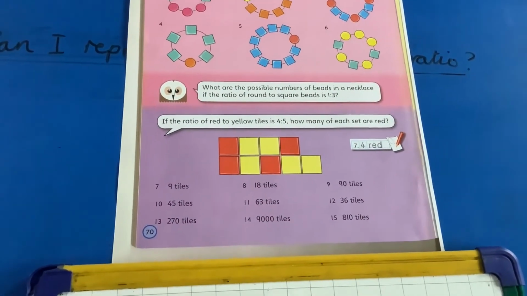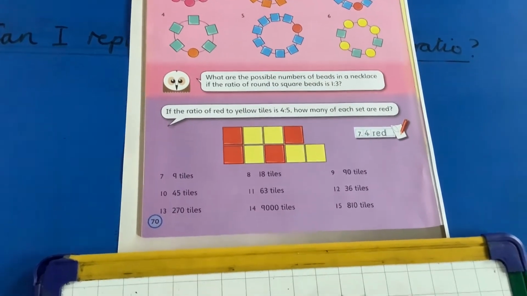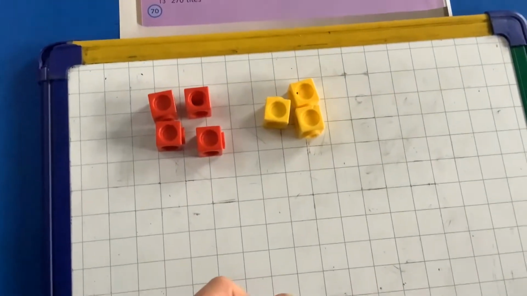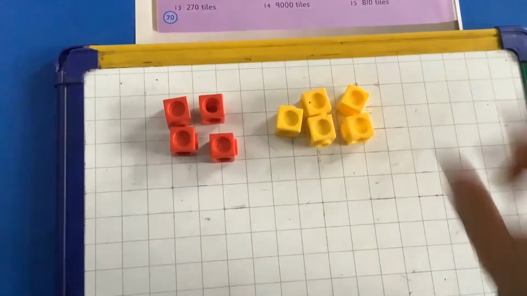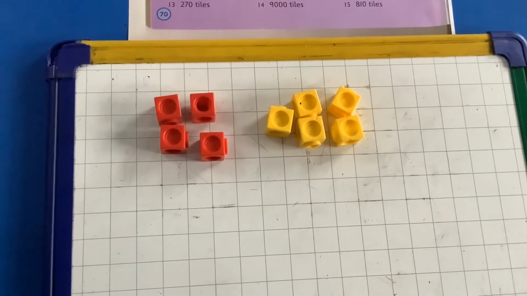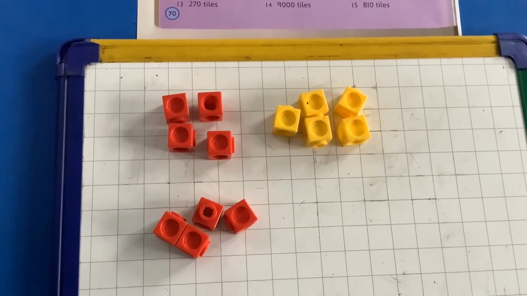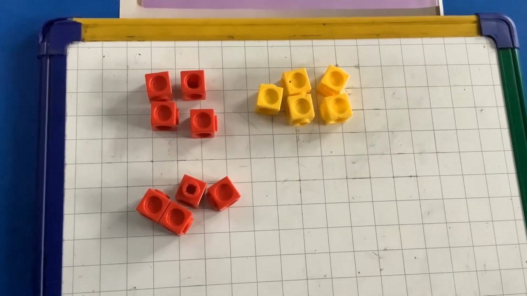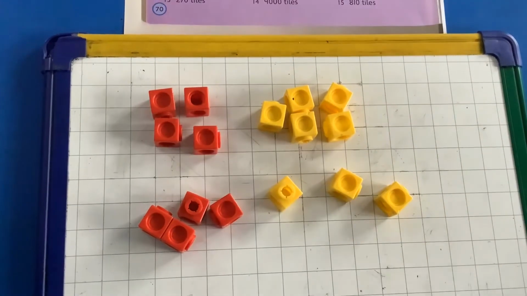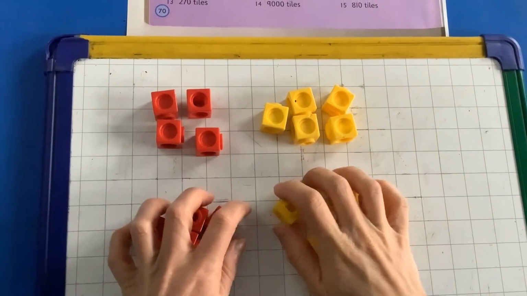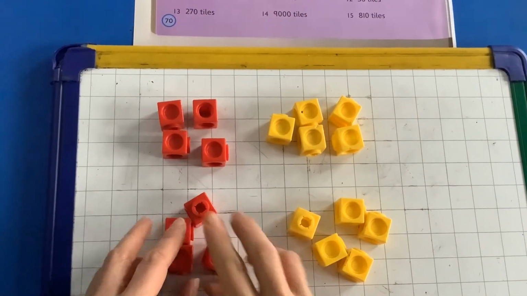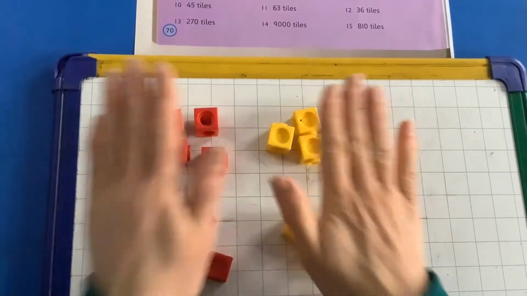So I've got 1, 2, 3, 4 red. Every time I have 4 red, I need to have 5 yellow. Okay, so what if I have another 4 red? I'd need to have another 5 yellow. So how many have I got now? Let's have a look. Well, I've got 10, I've got 18.